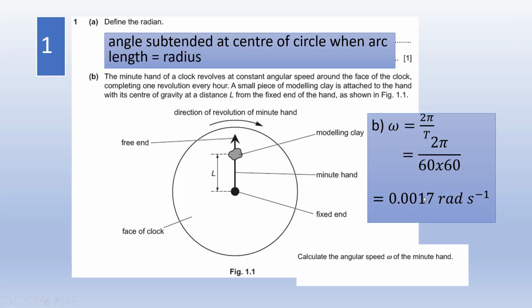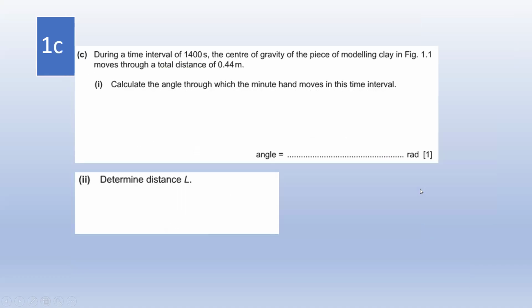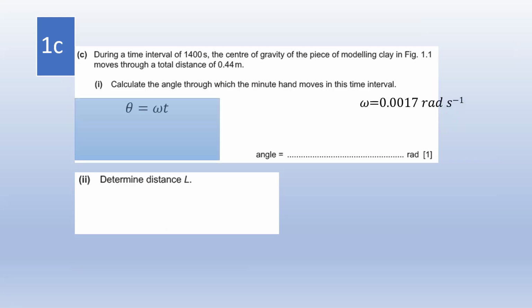Usually the first two parts are easier. Then it becomes more challenging when you read the question. During the time interval of 1.40 seconds, the center of gravity of the piece of modeling clay in figure 1.1 moves through a total distance of 0.44 meter. Calculate the angle through which the minute hand moves in this time interval. Right, we just calculate this one, theta.